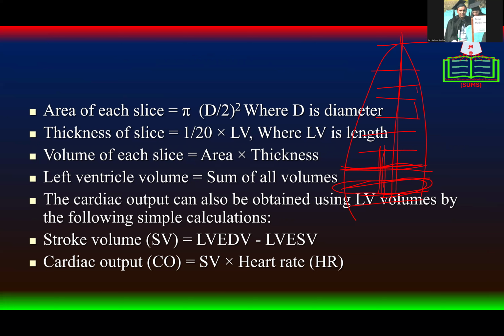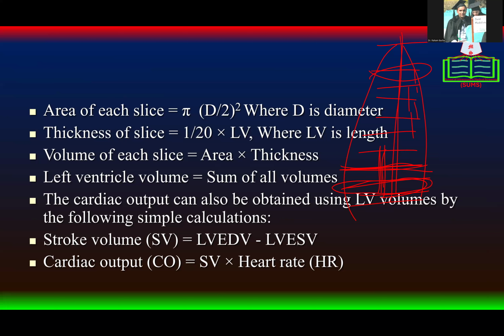So if we know the area of this slice and the thickness of this slice, then we can have the volume of this individual slice as well. So the volume of all these slices, this one, this one, this one, each and every slice volume will be calculated individually, and then all the volumes will be added, and we'll get a relatively more realistic volume of the left ventricle.